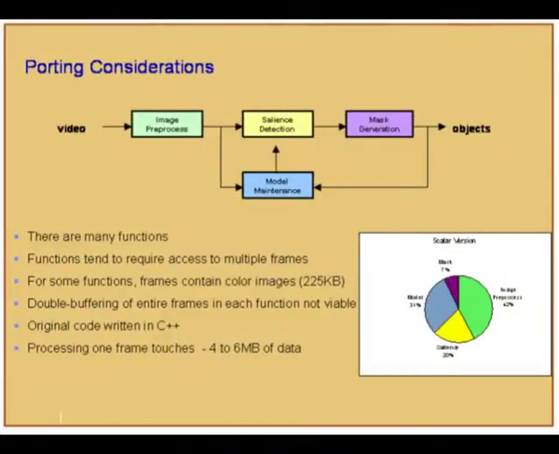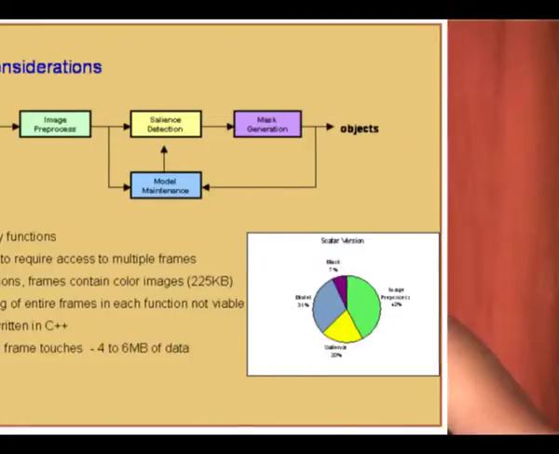So now, our phase was to do that video analysis, compression and analysis part, right? So if we have to do the image pre-processing part and the salience detection part and the mask generation, and then at the same time do model maintenance, and then that gives us the final objects. Now at that time there were many design choices, right? We have this full application with a few hundred thousand lines of code, many functions involved, right? And then functions tend to access multiple frames. Every single function needs some access to some kind of frames at different times.